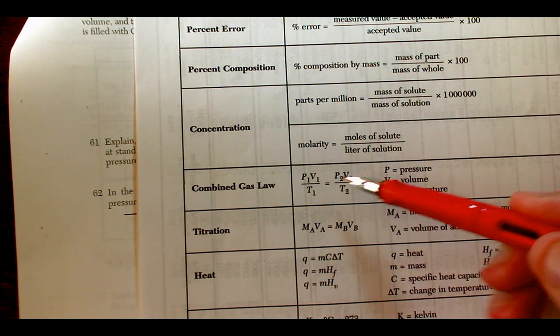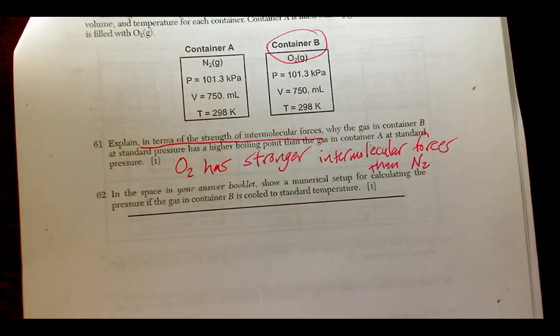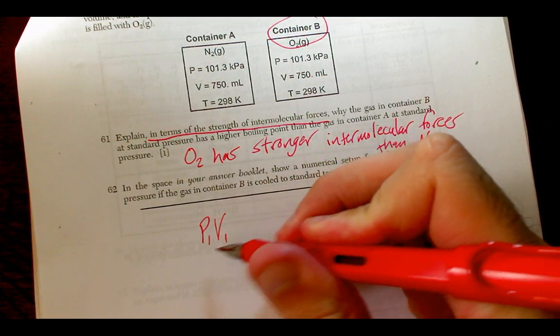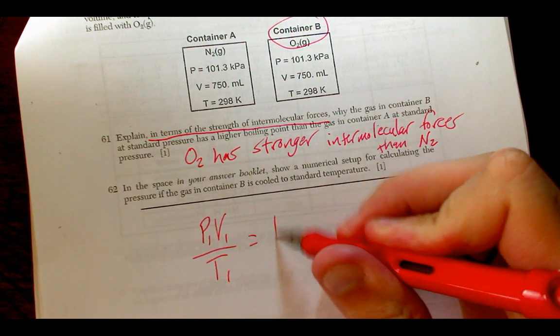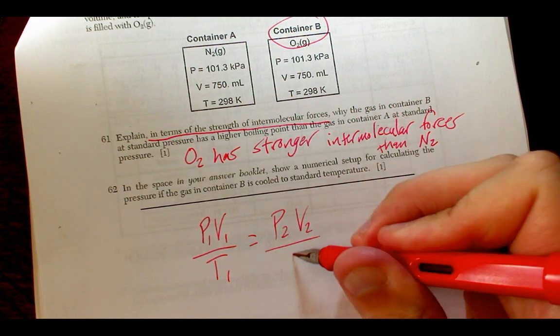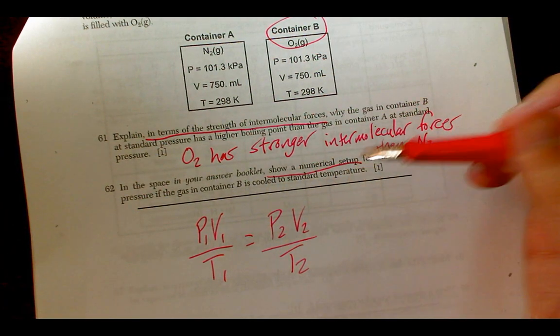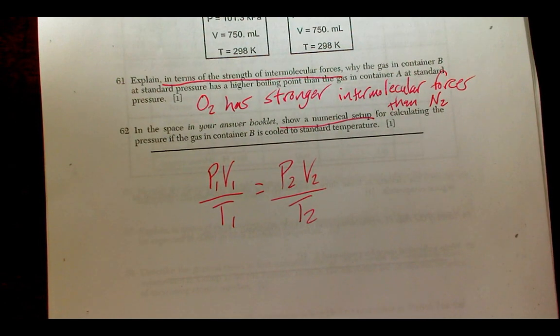P1 V1 over T1 is P2 V2 over T2. So I'm going to go write that for myself. P1 times V1 over T1 equals P2 times V2 over T2. And this is one of those things where it says, show a numerical setup. We only have to show how we would set this up and calculate. We don't have to actually calculate.